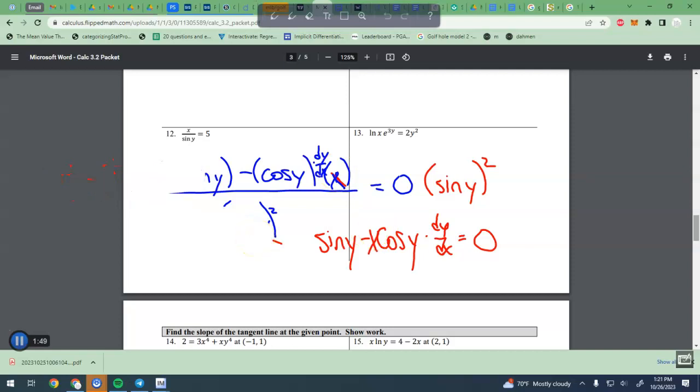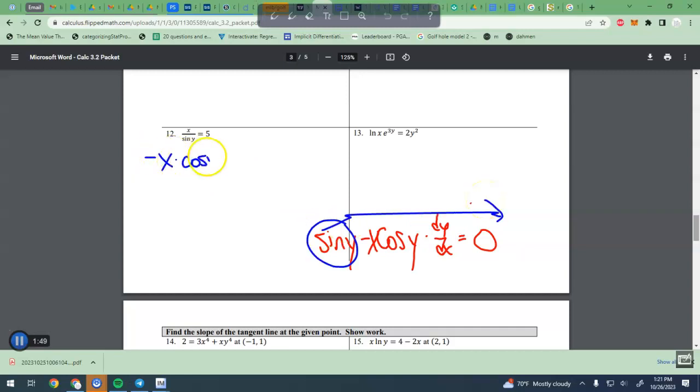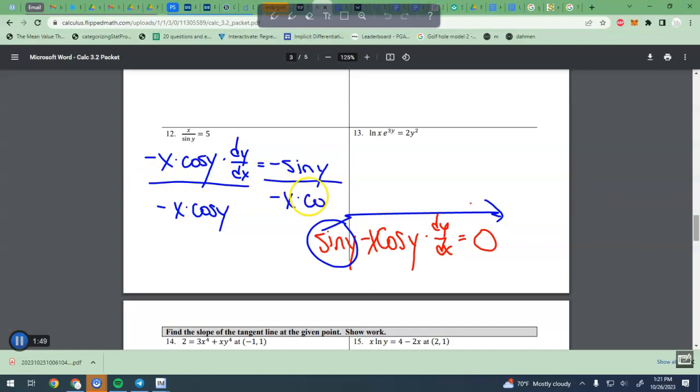So if I keep going from there, I would move this over, so it'll be negative on the other side, so I'll have negative x cosine y times dy over dx equals negative sine y on the other side, and then divide by negative x cos y. And then you could cancel those negatives too, actually, but you don't even have to.